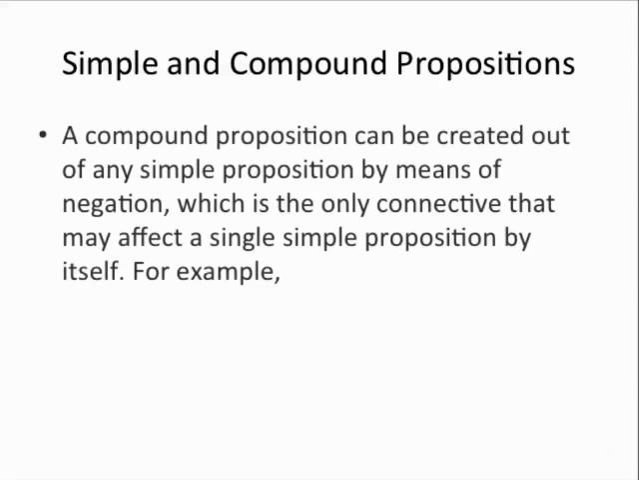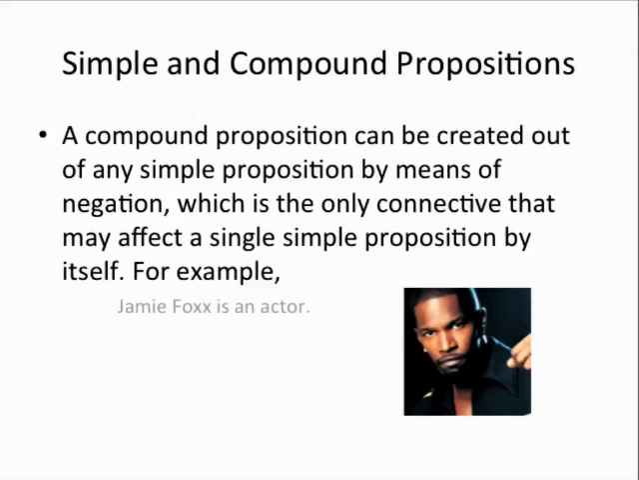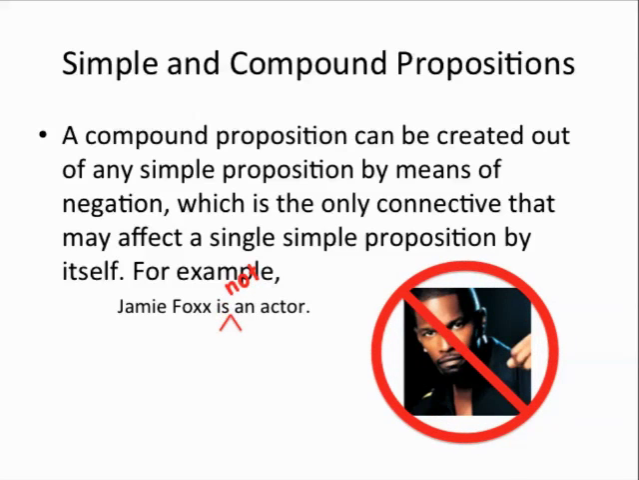One way to transform a simple proposition into a compound proposition is to negate it. For example, the simple proposition Jamie Foxx is an actor can be made into a compound proposition by denying the original statement. If we negate the original simple statement, we create a compound proposition. Jamie Foxx is not an actor. Why is this compound? Because we're really saying that it's not the case that Jamie Foxx is an actor, which consists of two simple statements. It is not the case, and Jamie Foxx is an actor.